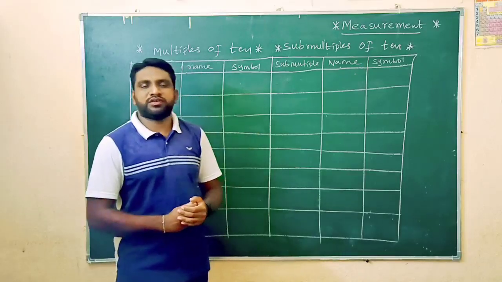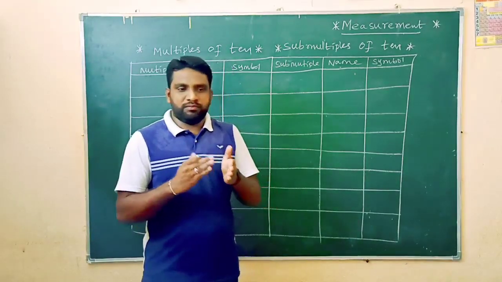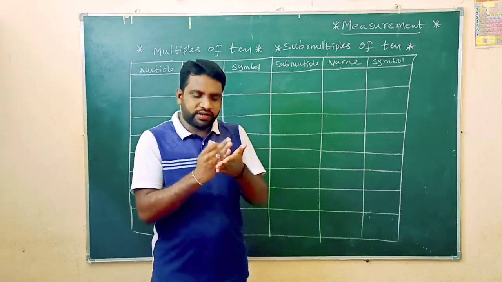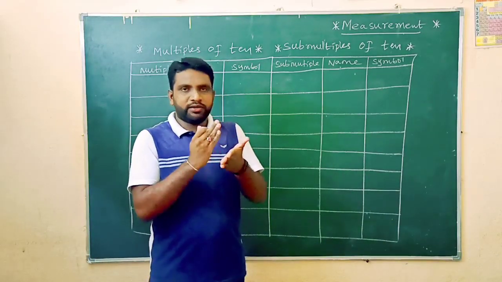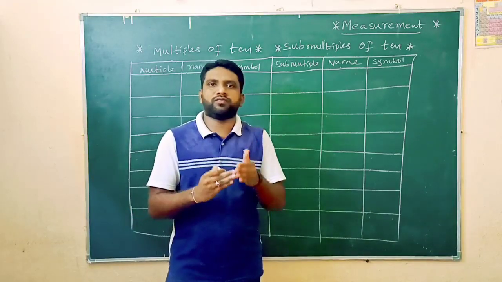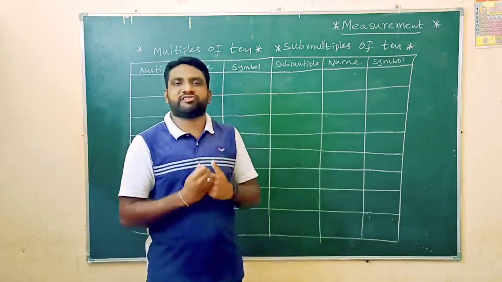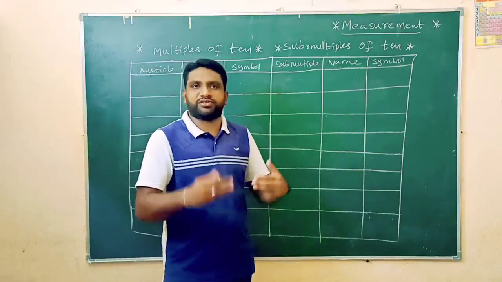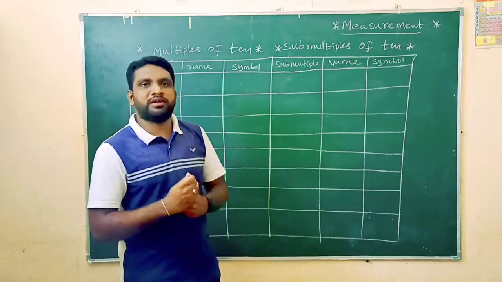Multiples of 10 means 10 into 10, how much? 100. Again 10 into 10 into 10, 1000, like that. 10 into 10 into 10 into 10, 10,000. So for multiples, we need to multiply the tens continuously, then it is said to be multiples of 10. So we get big values by multiplying here.